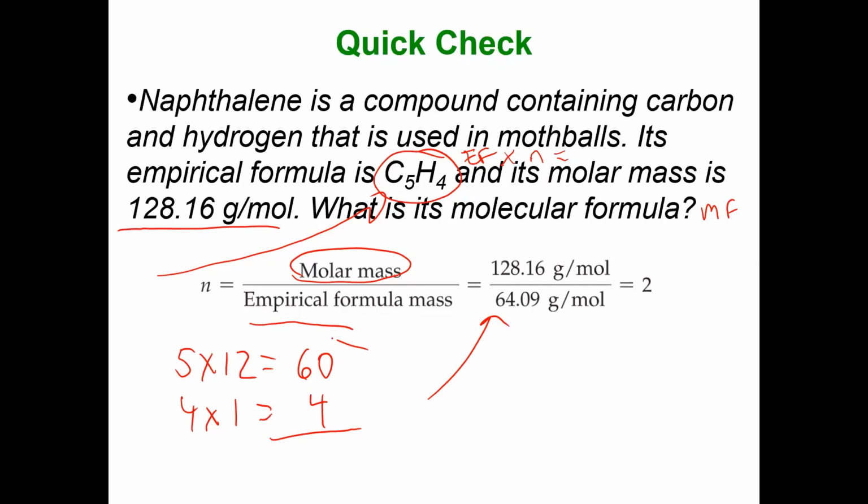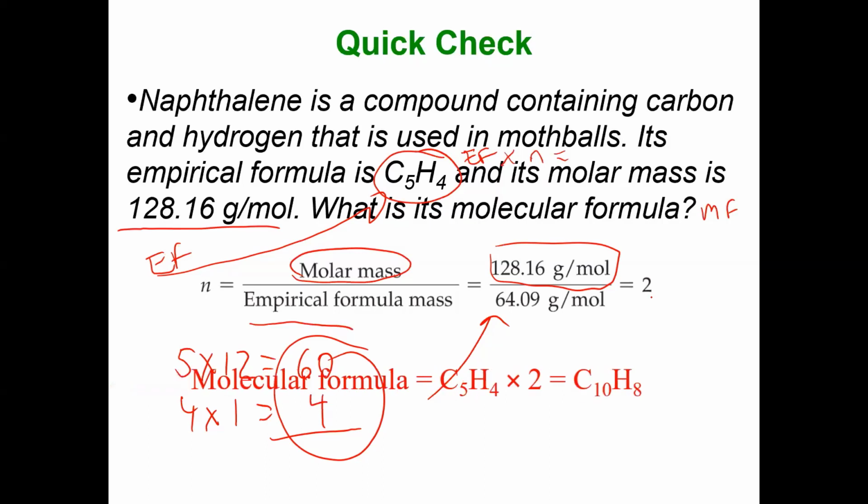But where did I get the 64? They gave me the empirical formula. Now that's not the molar mass of the compound. The molar mass was 128.16. But when I divide 64 into it, it goes in 2 times. So all I have to do is what? I just multiply the empirical formula, which is the C5H4, by this number n, which is 2. So naphthalene's formula is C10H8.